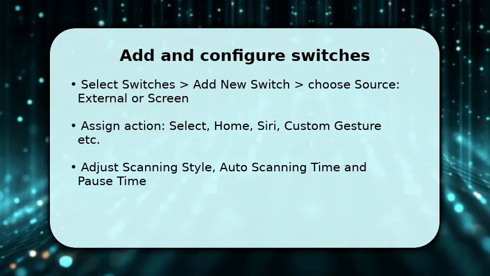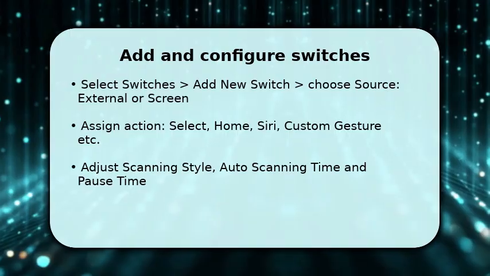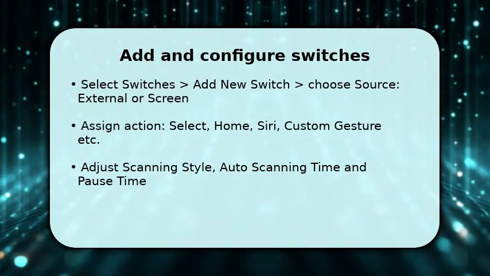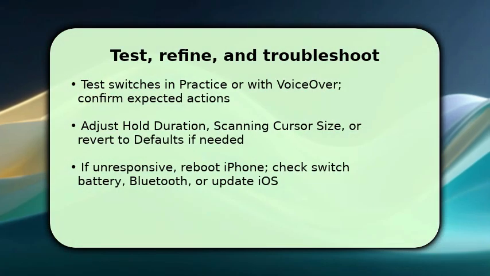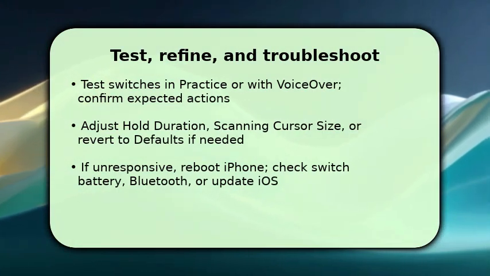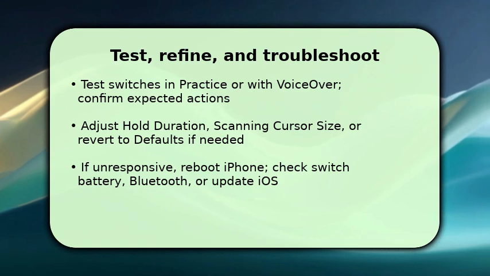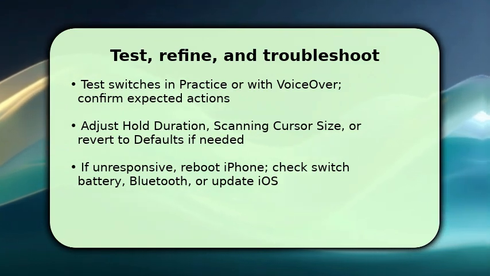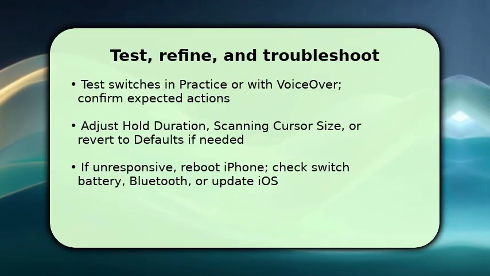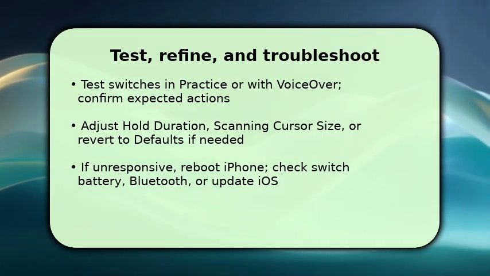Longer auto-scanning time makes selection easier, but too long slows navigation, so balance speed and accuracy. Finish by testing switch control across a few common tasks so you learn the rhythm. Use practice mode or open an app and try selecting, swiping, or activating the home action. You'll see why timing settings matter.